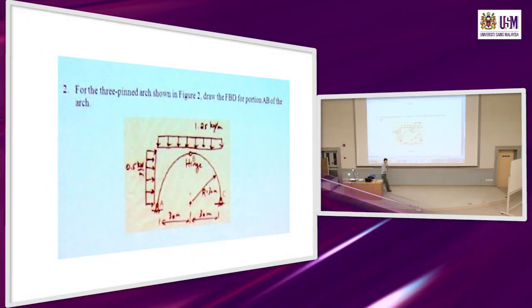Now this is a three-pin arch problem. So the member is curved. This is the three-pin arch, one pin here, one pin at the center. Draw the free body diagram for part AB only of the arch. So you are not asked to draw the whole thing, but only this part, part AB. Your diagram should be only this half, and show all the forces acting on that part of it only, not the whole structure, part AB.